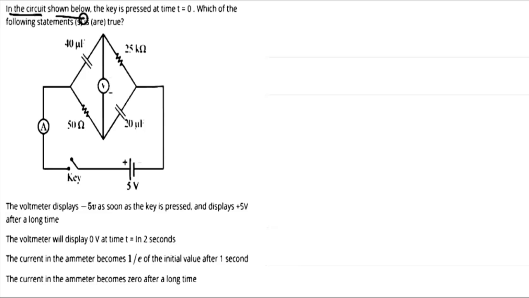We have a question: in this circuit shown below, the key is pressed at time t equals 0. Which of the following statements are correct? We have several statements 1, 2, 3 and 4.